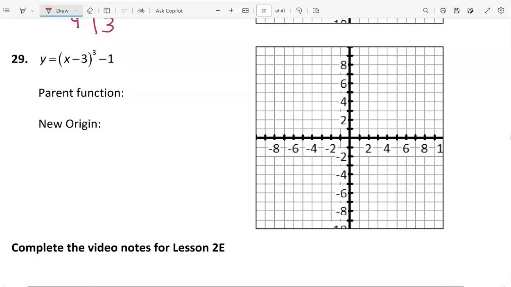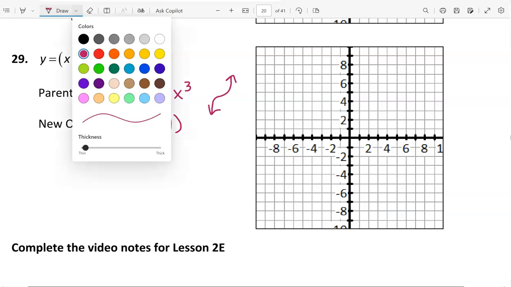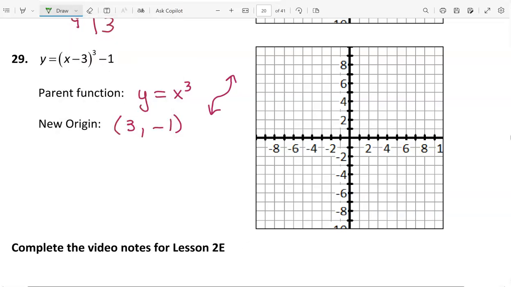For number 29, the last, our parent function is y equals x cubed. The new origin is the point 3, negative 1. Remember, y equals x cubed should look like that. And I'll graph the new origin point, which is 3, negative 1. There's the new origin.